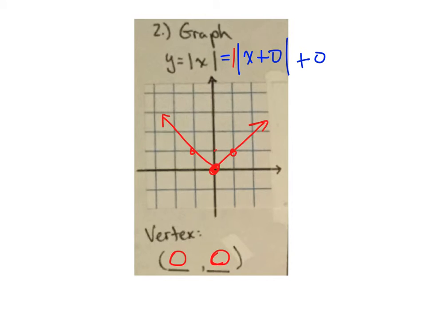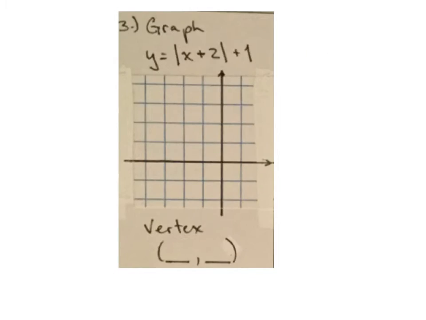Now, when it becomes a little bit more complicated, like y equals the absolute value of x plus 2 plus 1, we still need to first identify the vertex. This will give us our x-coordinate. It's not going to be plus 2, but the opposite of that plus 2. What's on the outside will give us the y-coordinate, and this one will be a positive 1.